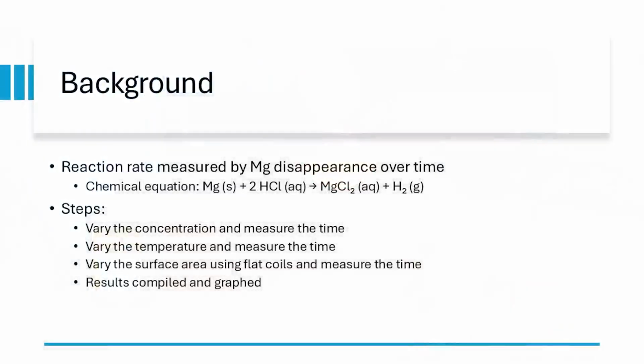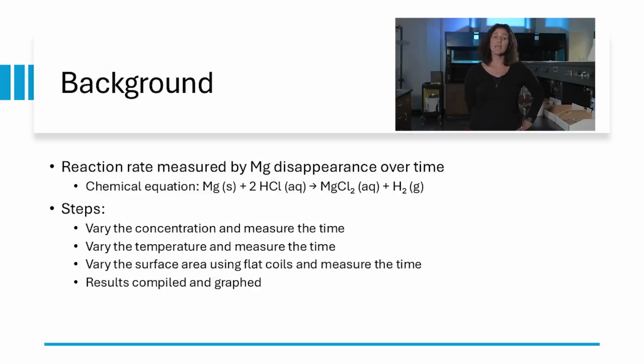In this lab, we're going to measure reaction rates by the disappearance of a magnesium ribbon. Magnesium ribbon is going to react with an aqueous solution of hydrochloric acid, and we'll see magnesium chloride form and bubbles of hydrogen gas. So in this lab, we're going to vary the concentration of the HCl and measure the time for the magnesium to disappear.